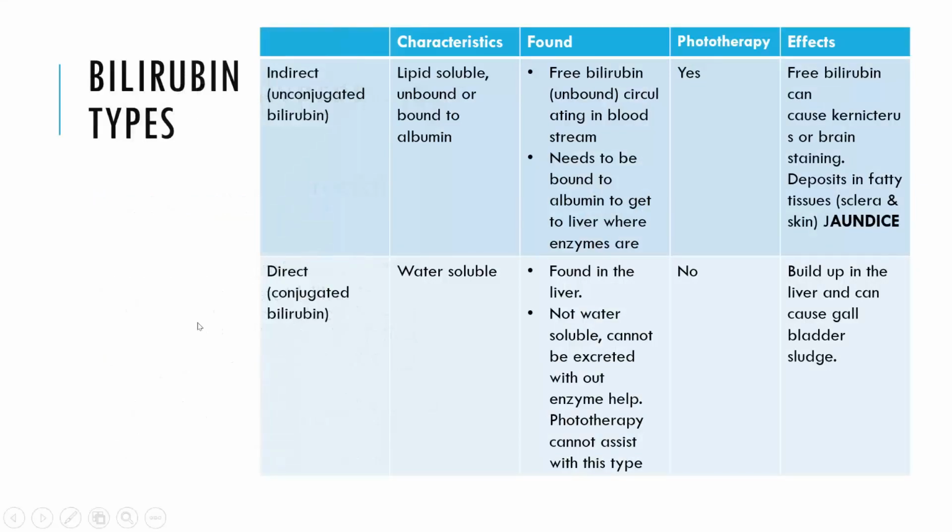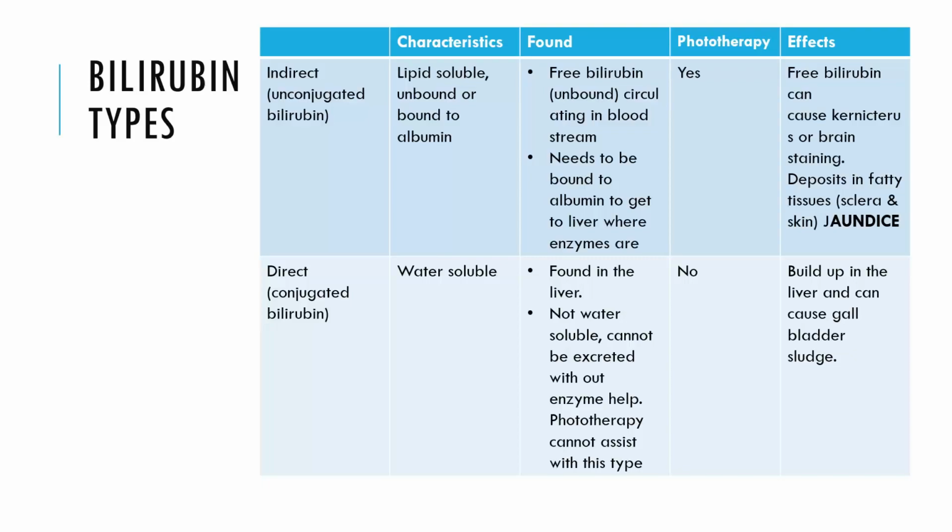This is just another way to look at the different types of bilirubin, the unconjugated and the conjugated. Just in table form, there's no real new information on this slide. It just talks about the characteristics of it, kind of where it's found. So again, indirect bilirubin is lipid soluble. It can be unbound as free bilirubin or bound to albumin. Free bilirubin circulates in the bloodstream and can cross the blood-brain barrier.